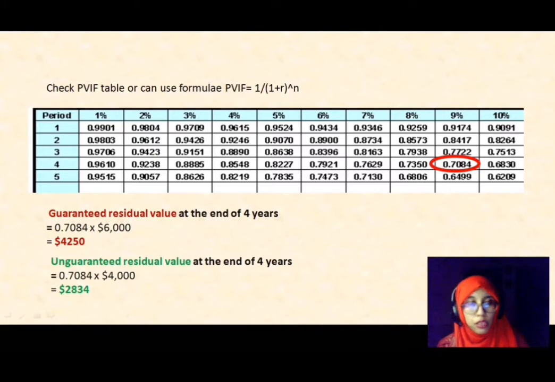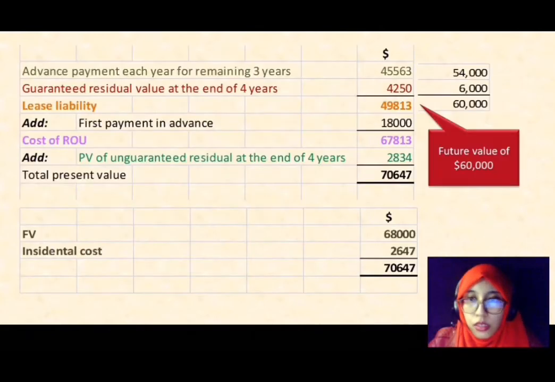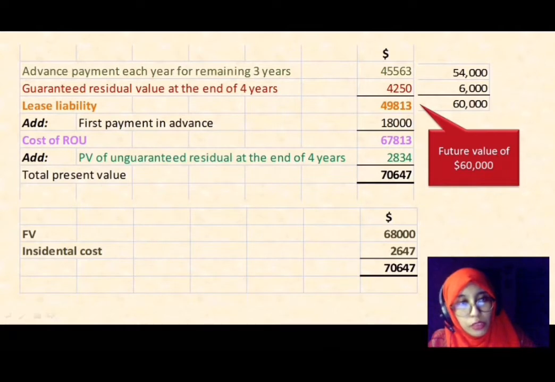So let's move on to the next slide. We need to total up in order to find ROU. So we know the lease liability equals the advance payment for the remaining 3 years, the amount that the lessee has not paid yet, and of course the last amount that the lessee needs to pay. So just add 45,563 and 4,250, and you will get this amount.